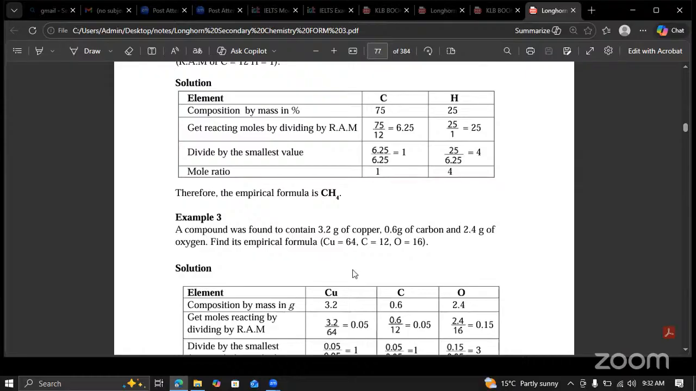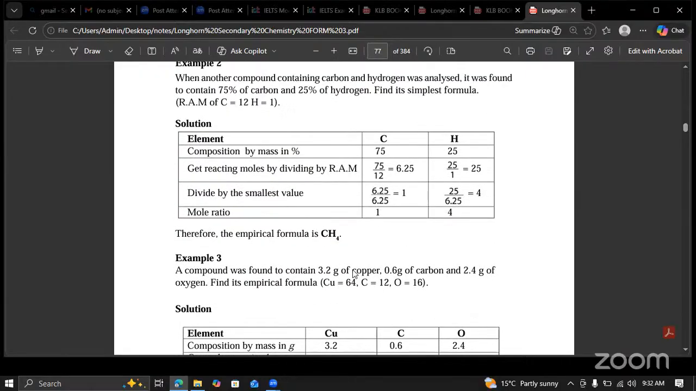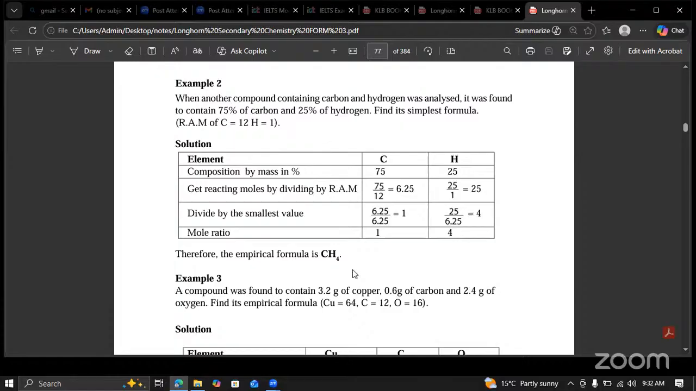There is a question I'm interested in. So actually what we are doing is this one. It is the same with this one. Example number 2. Do you see it or is it not yet open? You are saying when another compound containing carbon and hydrogen was analyzed. Are you seeing a question like that? It was found to contain 75% of carbon and 25% hydrogen. Find its simplest formula.